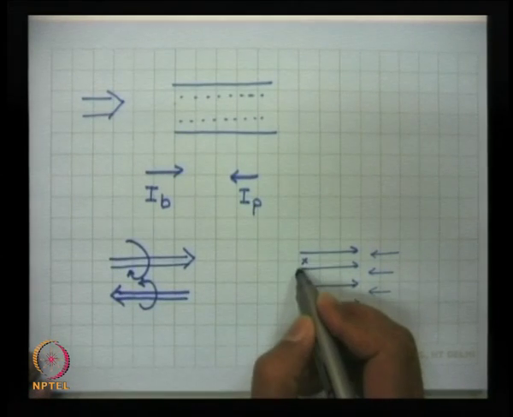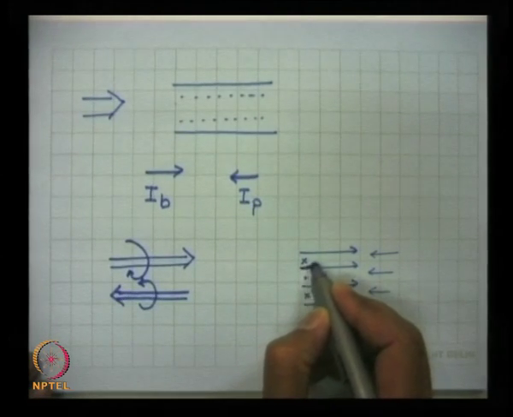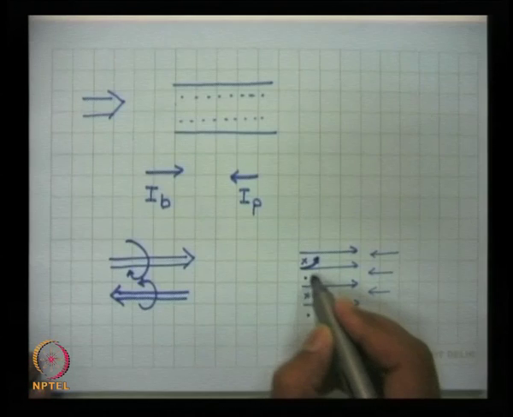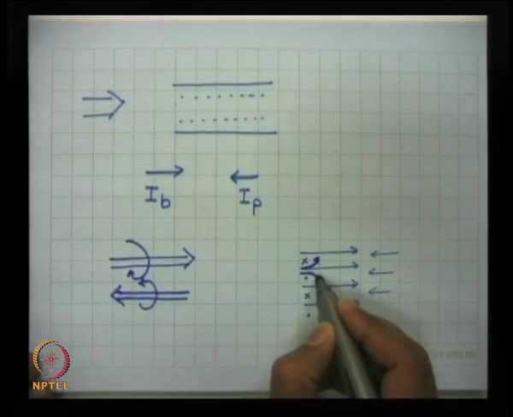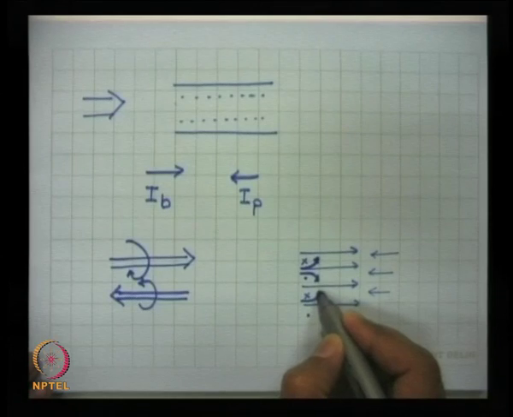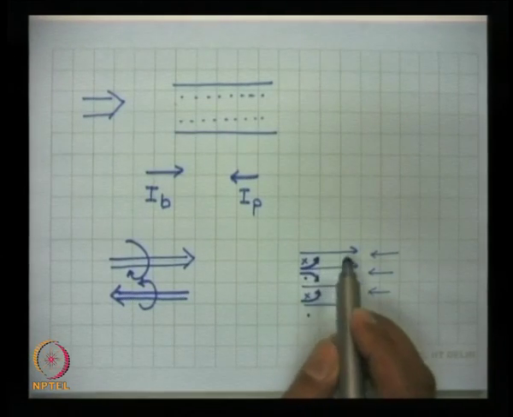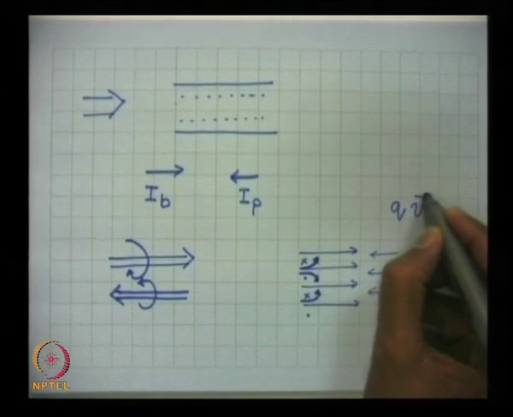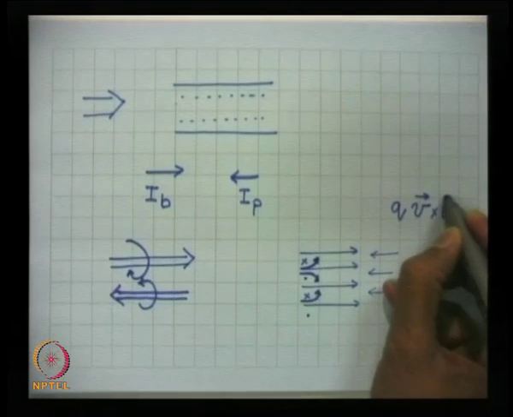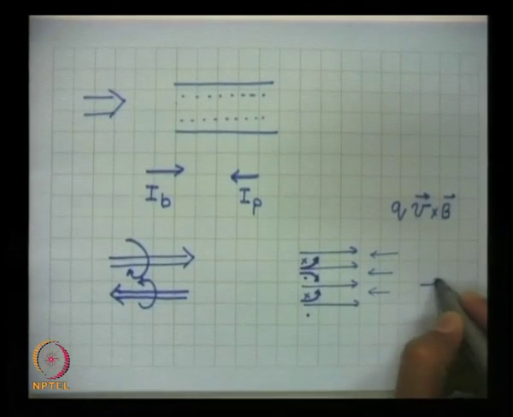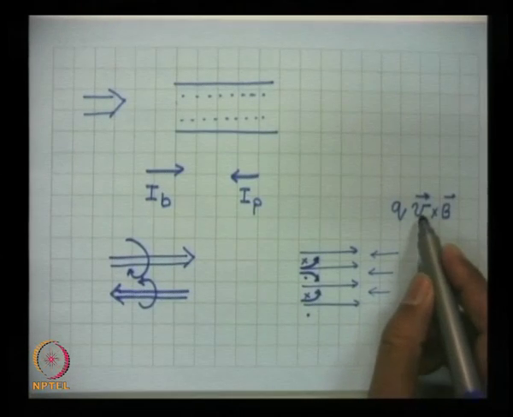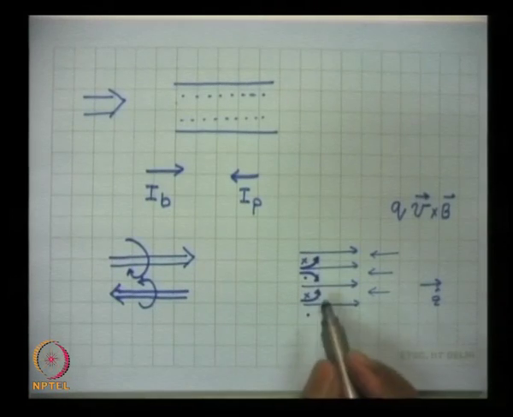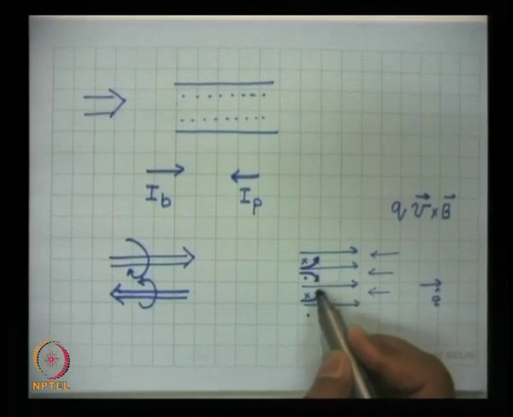These beam electrons, which are going this way, will turn around a little bit, and here they will turn around this way, and here they will turn around this way, because the magnetic force that acts on them is Q V cross B. So, if this velocity V0 is in the z direction, suppose this is my z direction, and the magnetic field is perpendicular to the plane of the paper, in that case these electrons will have a tendency to bunch.